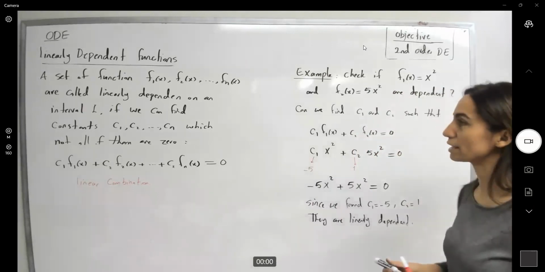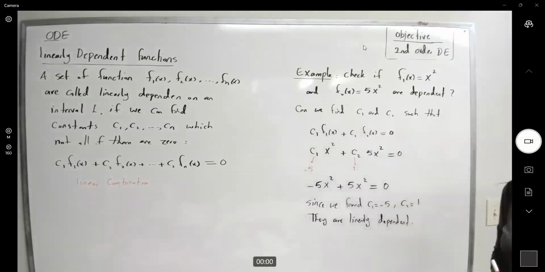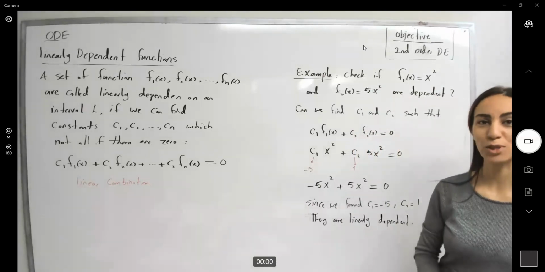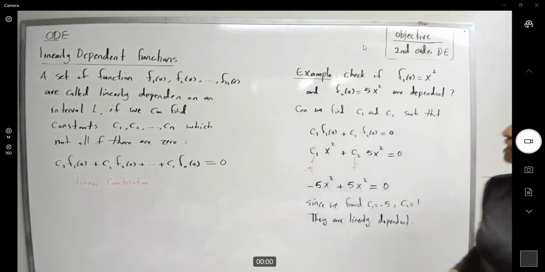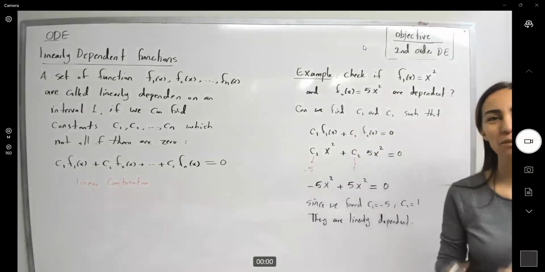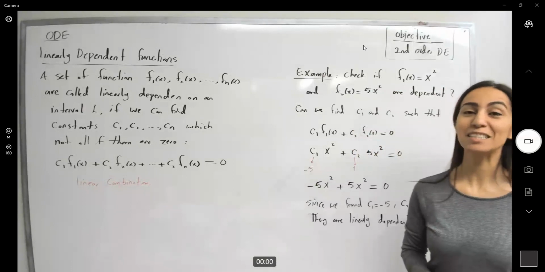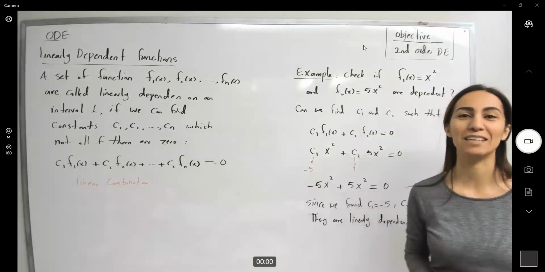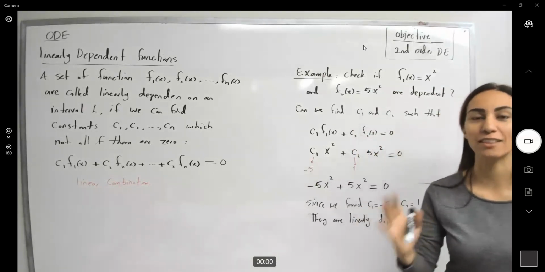So I expect you to ask, well, do we have any shortcut to help us show that functions are linearly dependent or not? In this case, we're going to use the Wronskian of these functions and their derivatives.